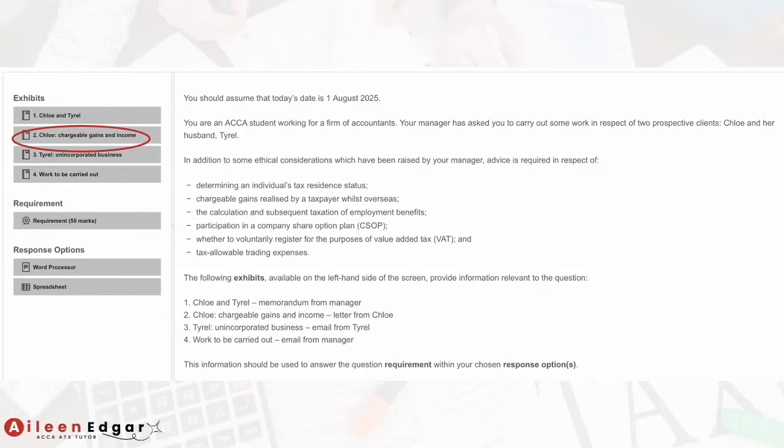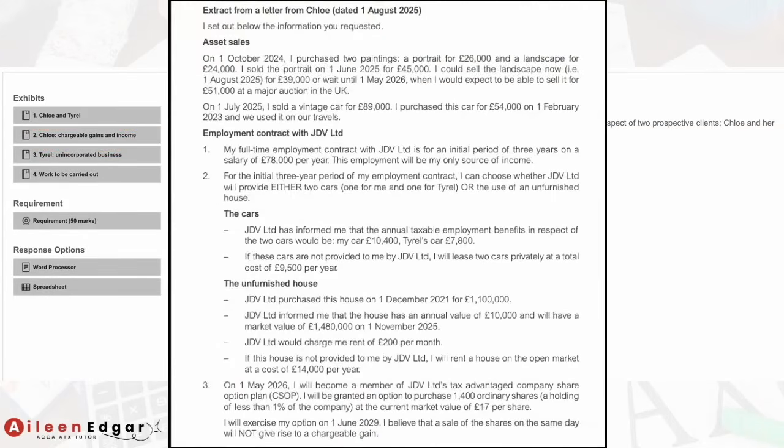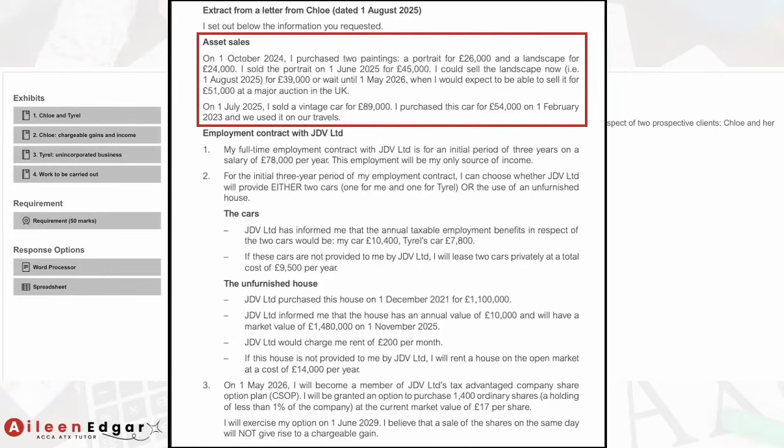Now, Exhibit 2 was where we had information relevant to requirements B2 and B3. So I would only really need to read this exhibit when I was ready to create my answer for those specific requirements. In B2, we were being asked about chargeable gains regarding the sale of an asset by Chloe. Now, do you see where there's a heading there? There's 2 paragraphs of information just about that. So I don't need to read the full exhibit to be able to answer B part 2.